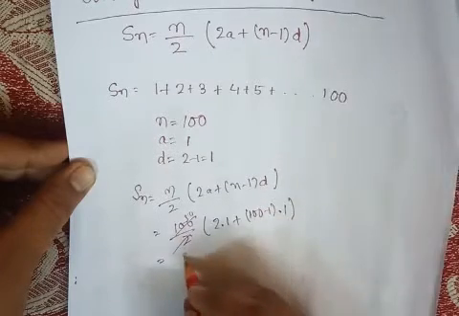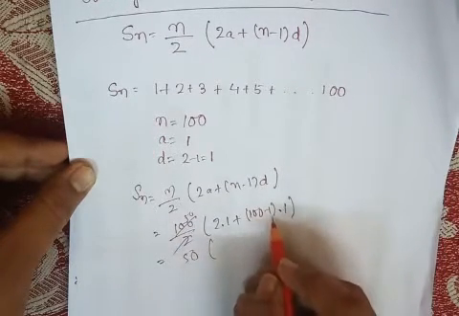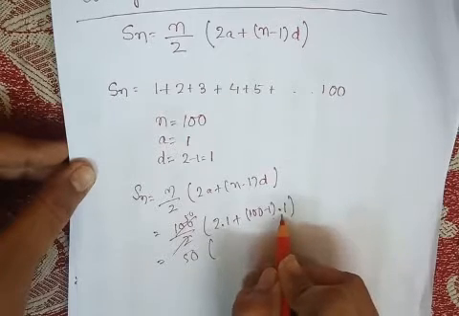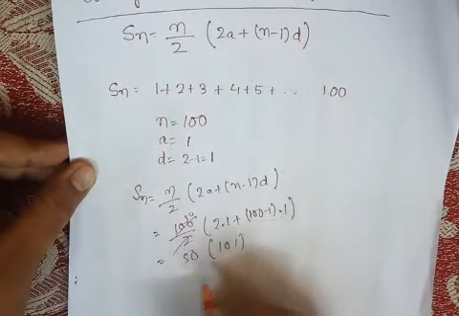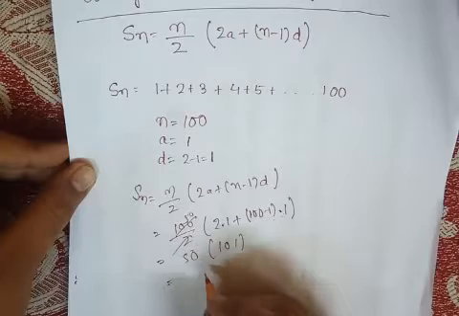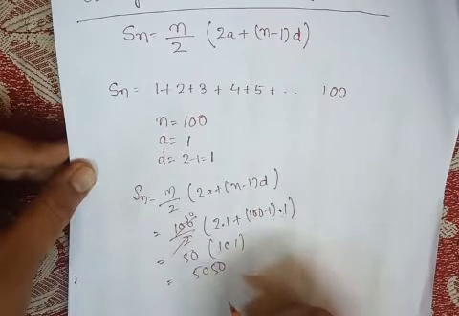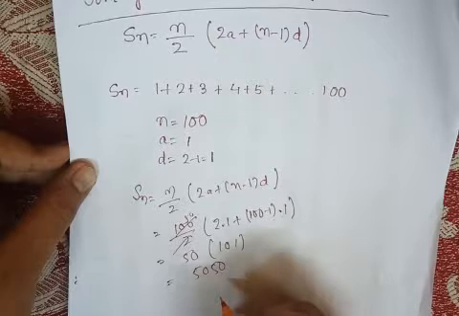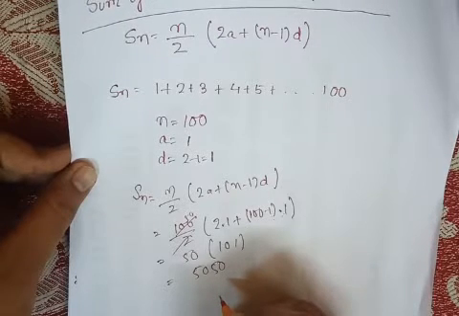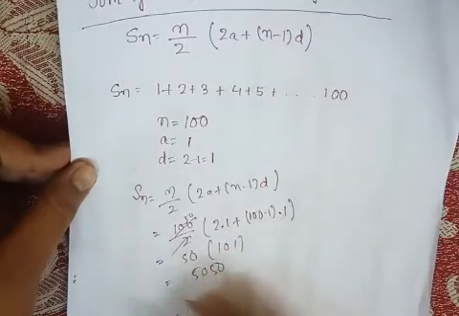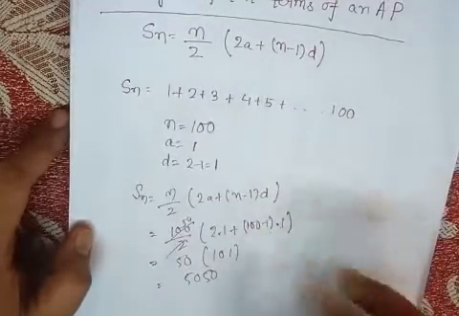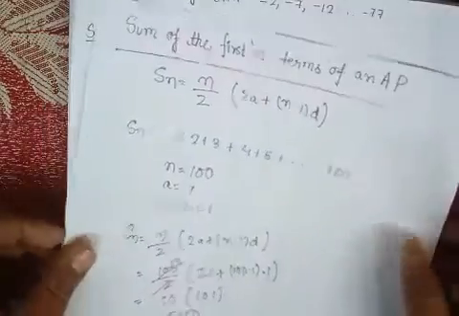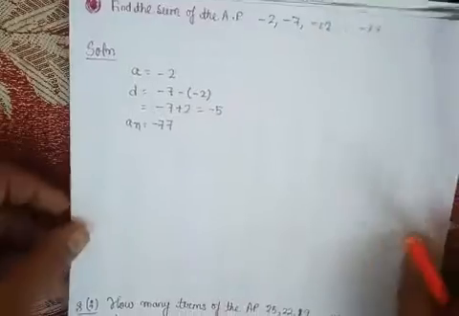So we got 50. 100 minus 1 is 99. 99 into 1 is 99. 99 plus 2 is 101. So 50 into 101, that comes to 5050. Okay, so this will be the way we will apply the formula so as to take out the sum of the given AP series. Now let's go through two particular examples from this exercise.